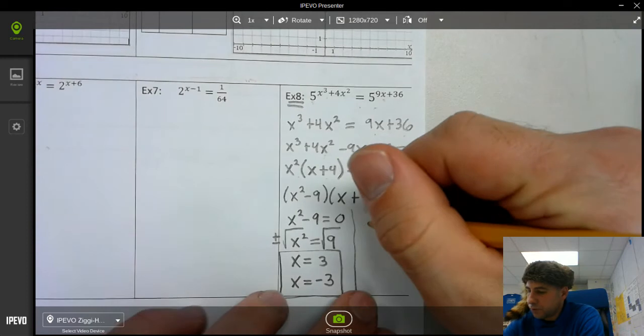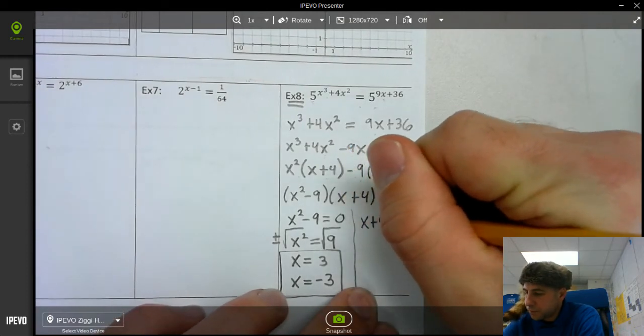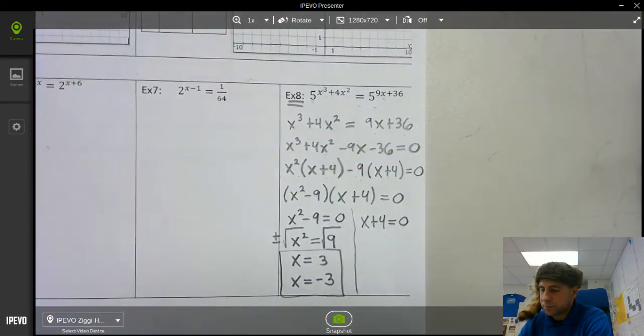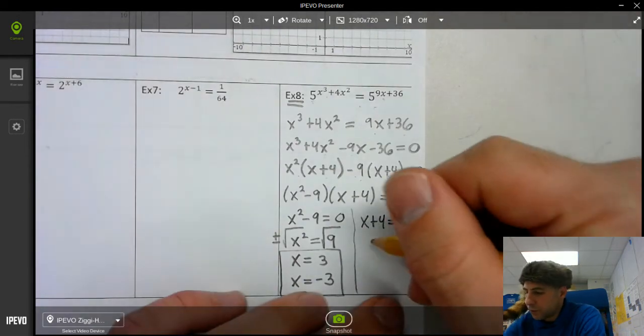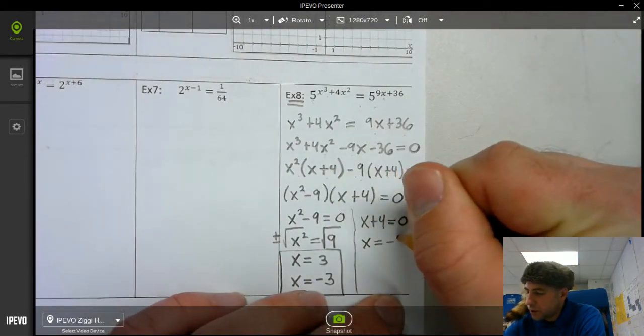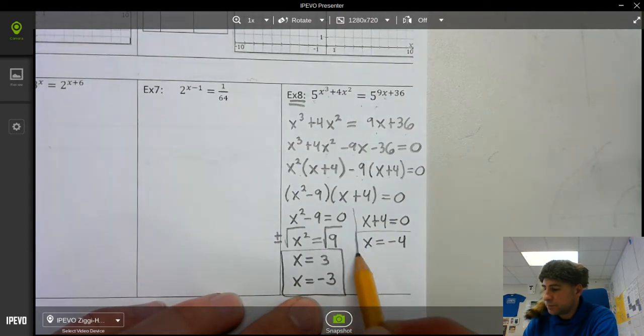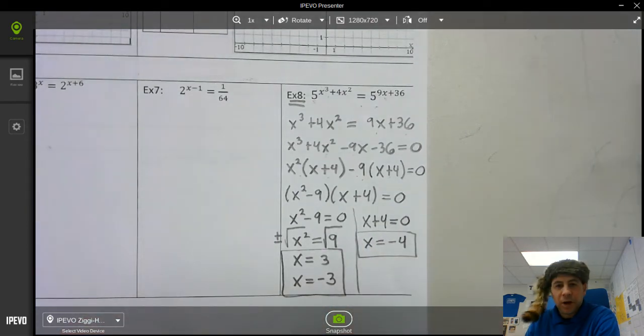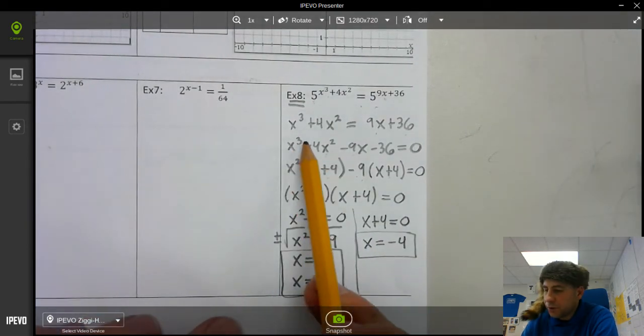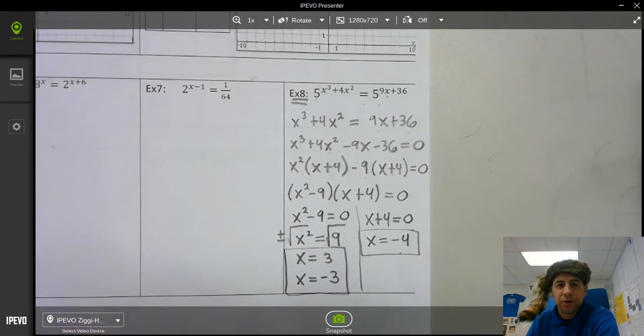Now we need to set x plus 4 equal to 0. So subtract 4 from both sides, x equals negative 4. And we know we're done because the highest exponent is 3, so we have 3 solutions. So there it is. There's your solution. So go ahead and finish up example 8.